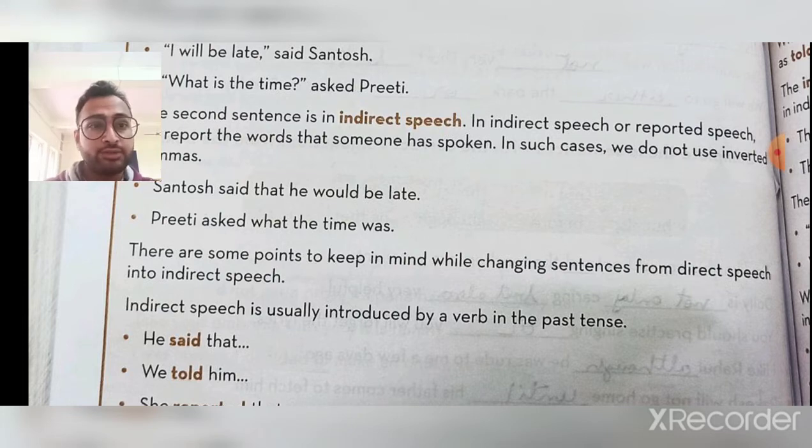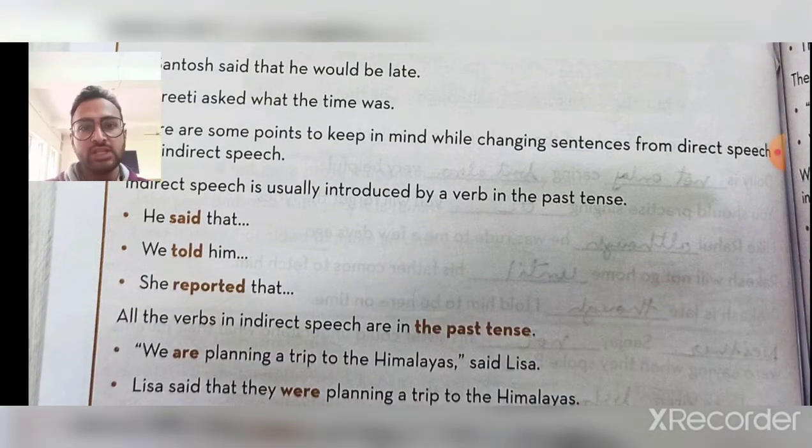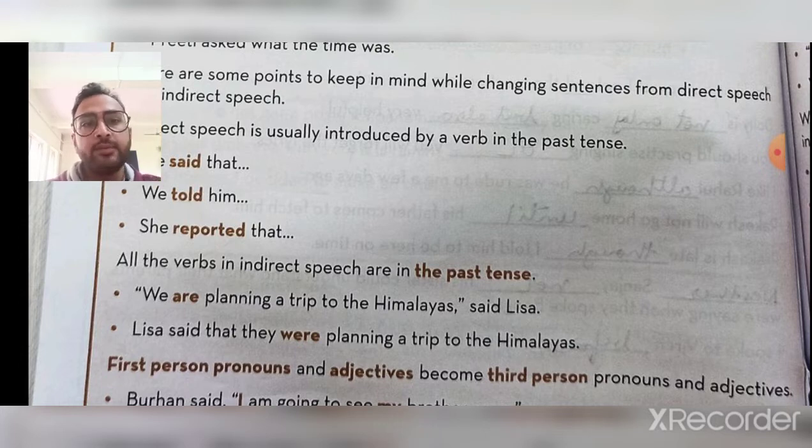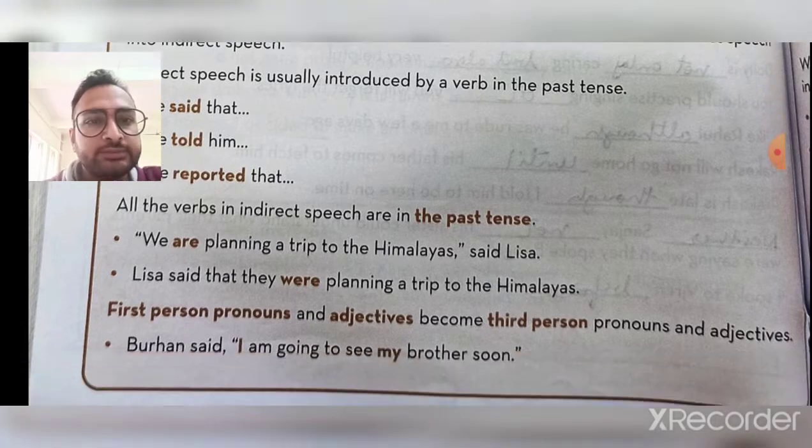There are some points to keep in mind while changing a sentence from direct to indirect speech. The direct speech is usually introduced by a verb in the past tense. Please note this down. He said, we told, she reported, all these are past tense. For example, we are planning a trip to Himalaya, said Lisa. Lisa said that they were planning a trip to Himalaya.